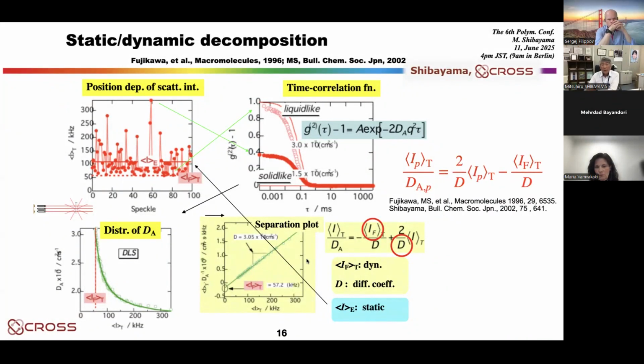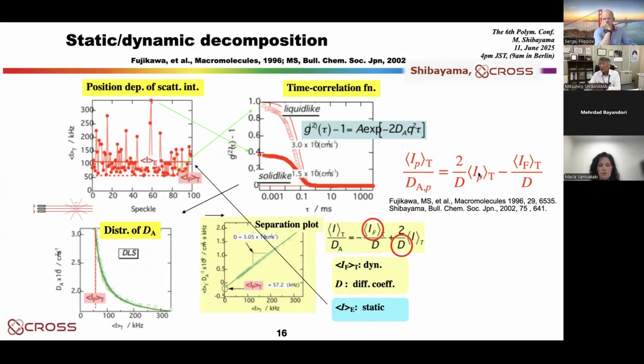now we can get this. This is the slope, and this is the intensity here. And then from the slope, we can extract the diffusion coefficient, and from the intercept here, we can extract the fluctuating component of the scattered intensity. And also from the ensemble average, we obtain the ensemble average scattered intensity. So all three of the important parameters for gel scattering can be obtained by this plot. I'm happy to have this kind of plot.